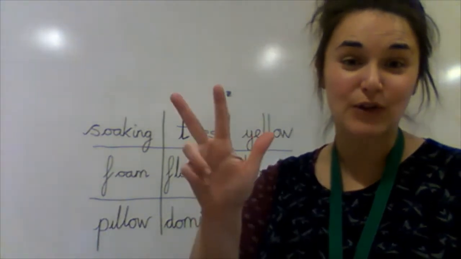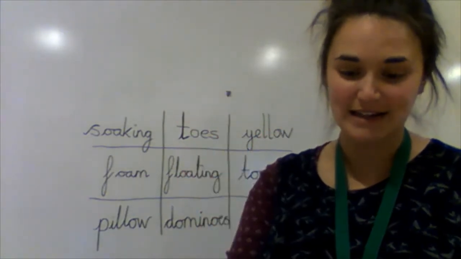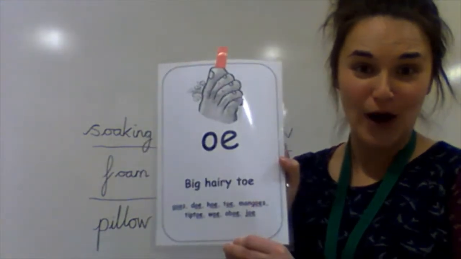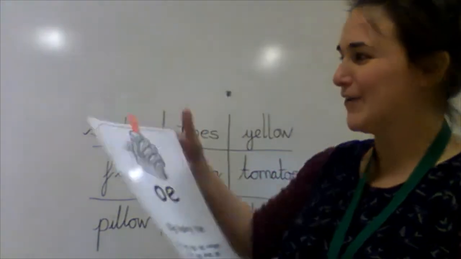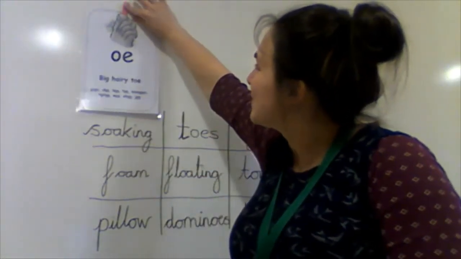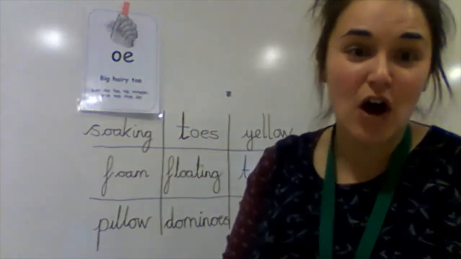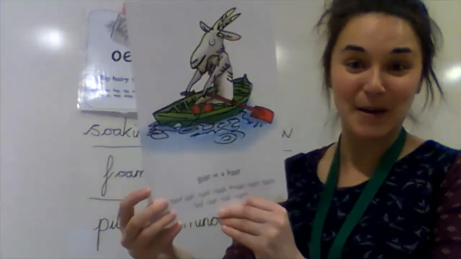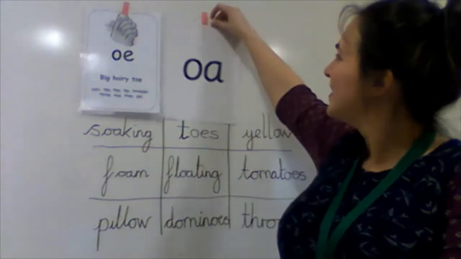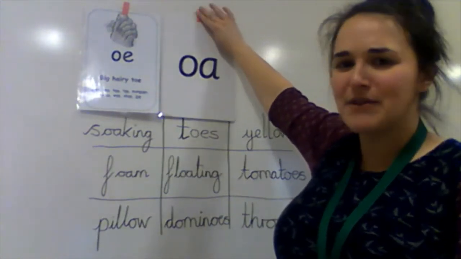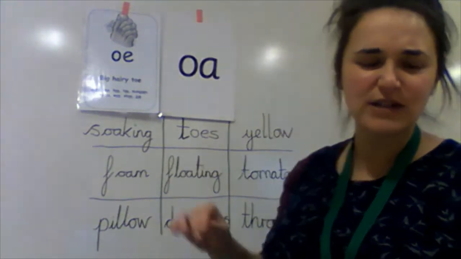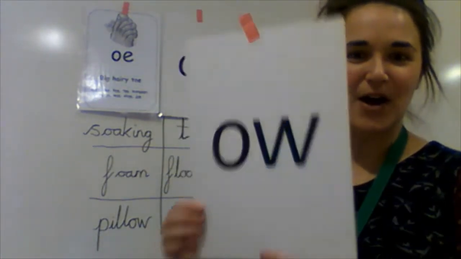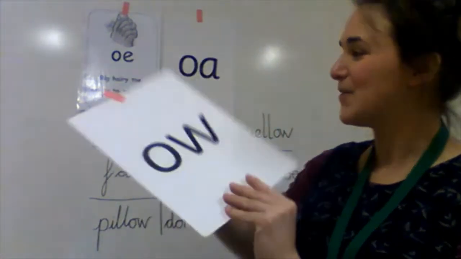We already know three different ways. We have O, a big hairy toe that we looked at the other week. We've got O, goat in a boat. Can you remember the final way? The final digraph? O, blow the snow.